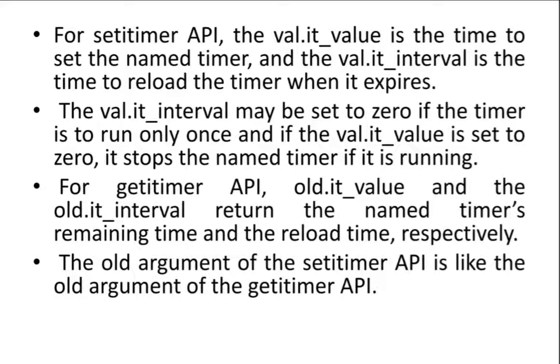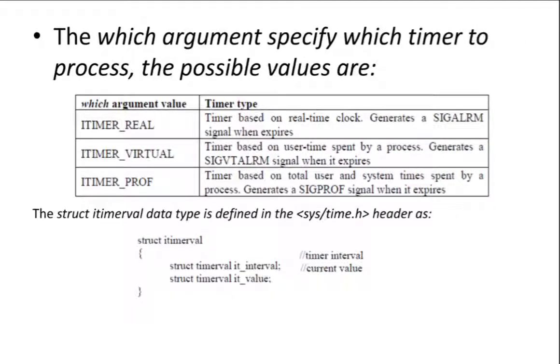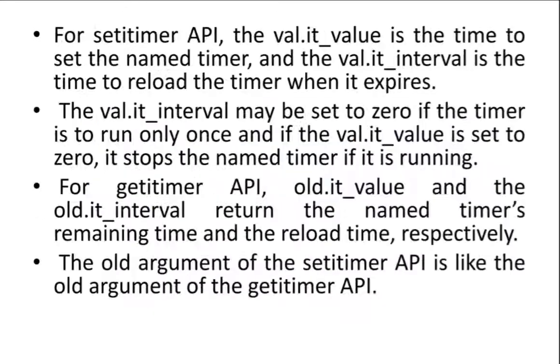Next, this interval value may be set to 0 if the timer is to run only once, and if it_value is set to 0, it stops the named timer if it is running. Obviously this interval value is set to 0 if you want to run the timer only once. If this value is 0 and the timer is running, obviously the timer is going to stop, because the value is 0, so the timer will not run.